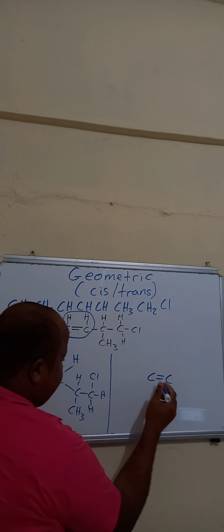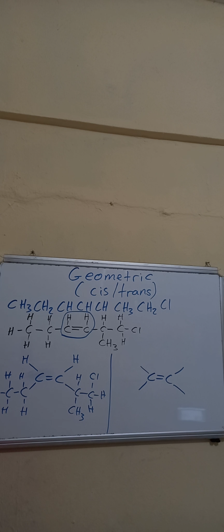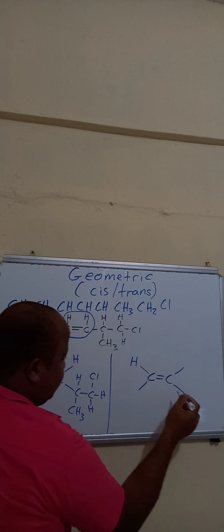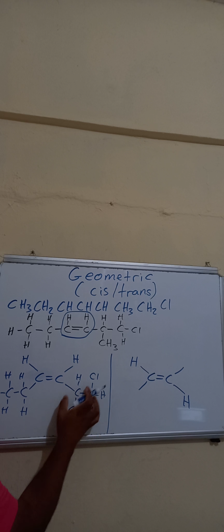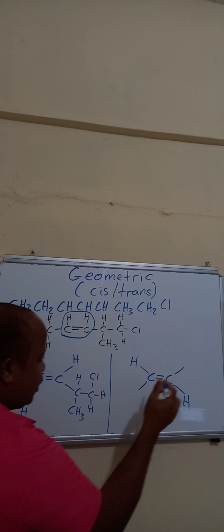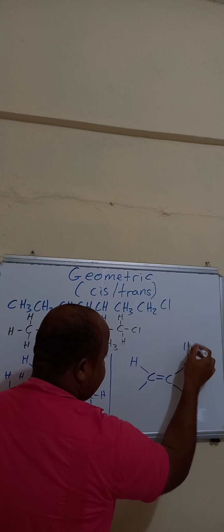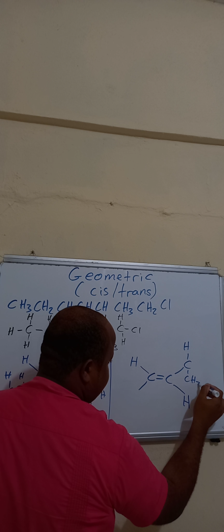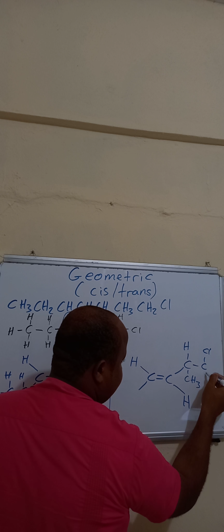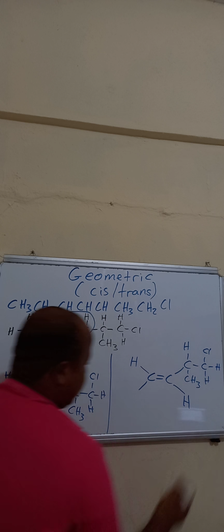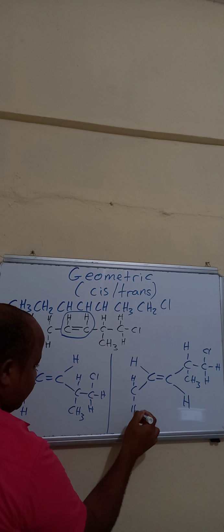Right? But this time it must be trans. So we're going to put the hydrogen atoms on opposite sides. So I just bring this down, so I'm going to bring this group out. So in this case, it's the carbon with hydrogen and CH3. And it is attached to a carbon with chlorine and two hydrogen atoms. And again, over here, it's still a carbon with two hydrogens.